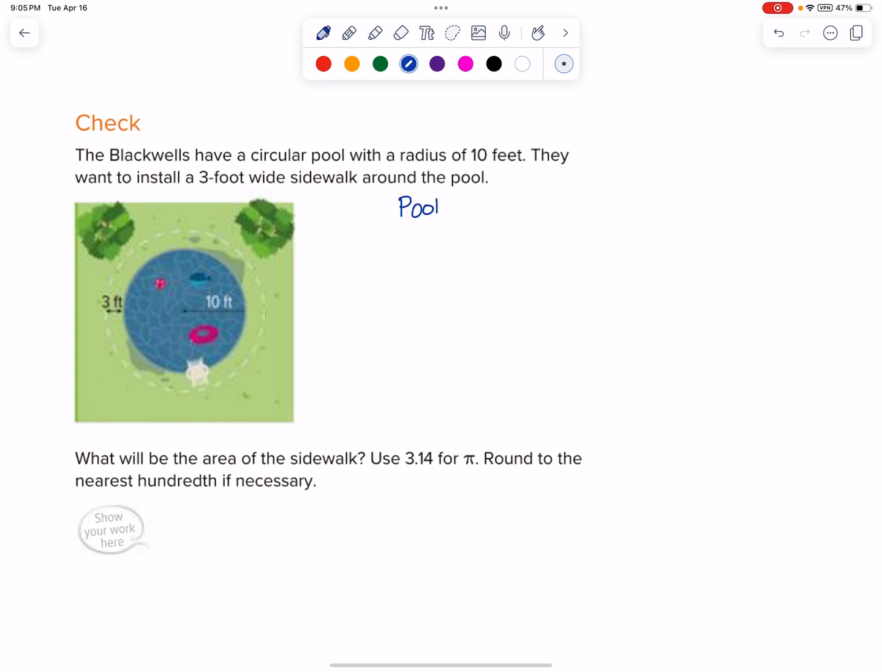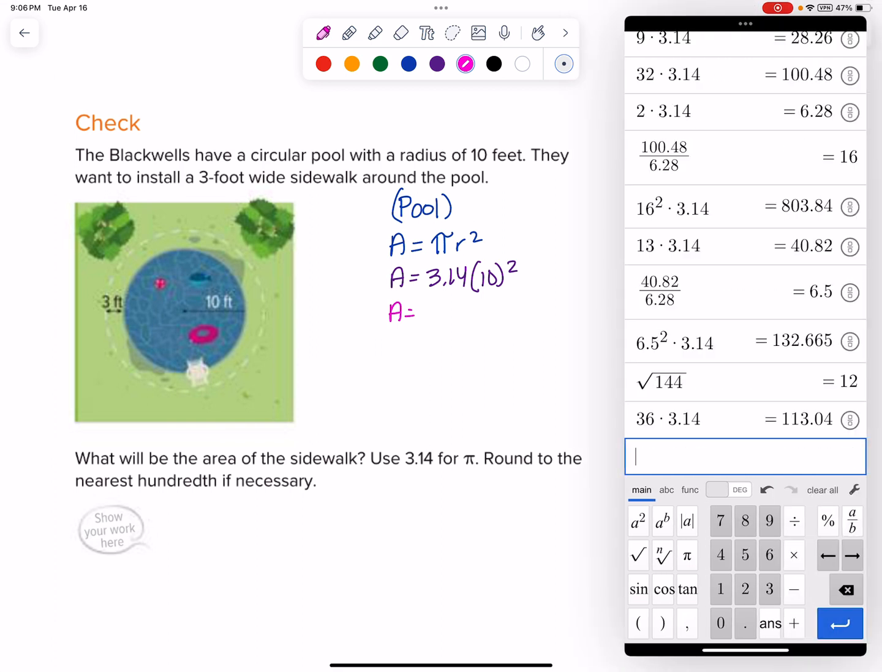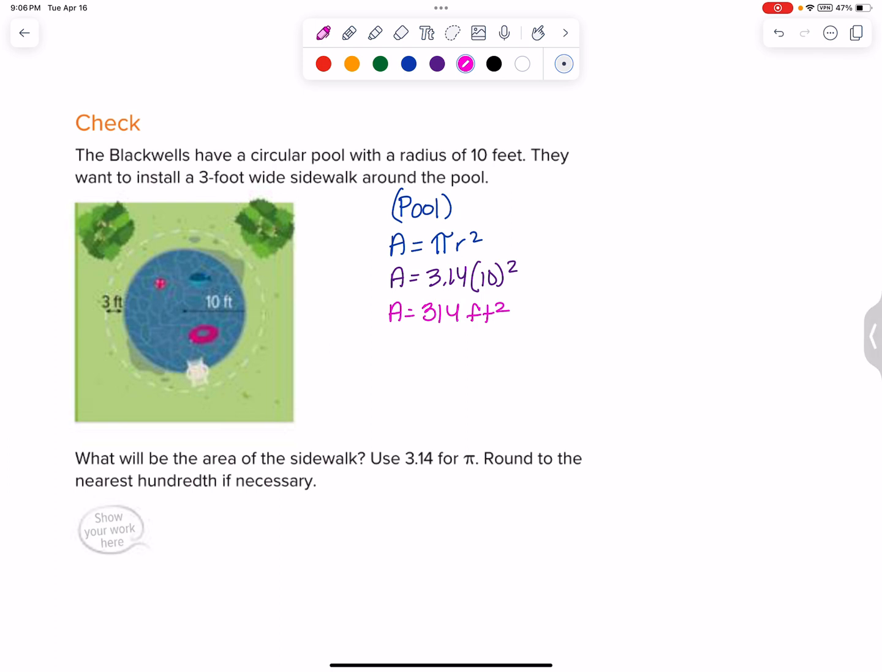Let's go ahead and label things when we're doing two things. So we have area of the pool is area equals pi r squared. If we're going to substitute 3.14, the radius is 10 squared. Let's go ahead and solve that now. So 10 times 10 is 100, and then 100 times 3.14 is just going to move the decimal to 314. Okay, and this is feet squared. All right, so we know the area of the pool itself.